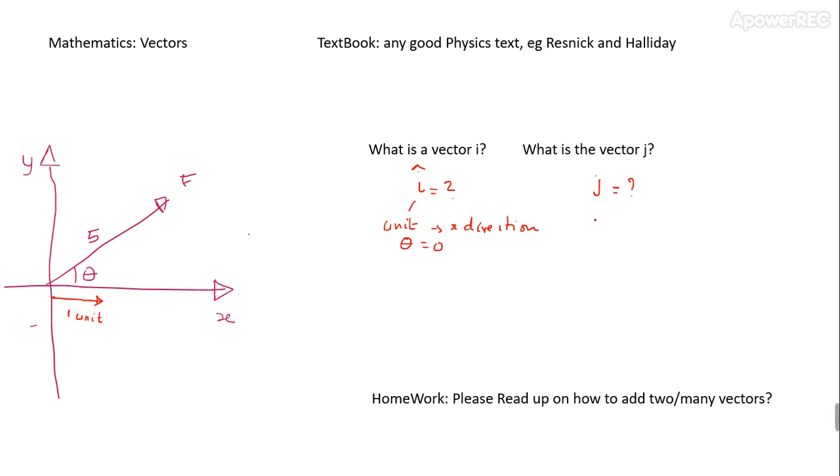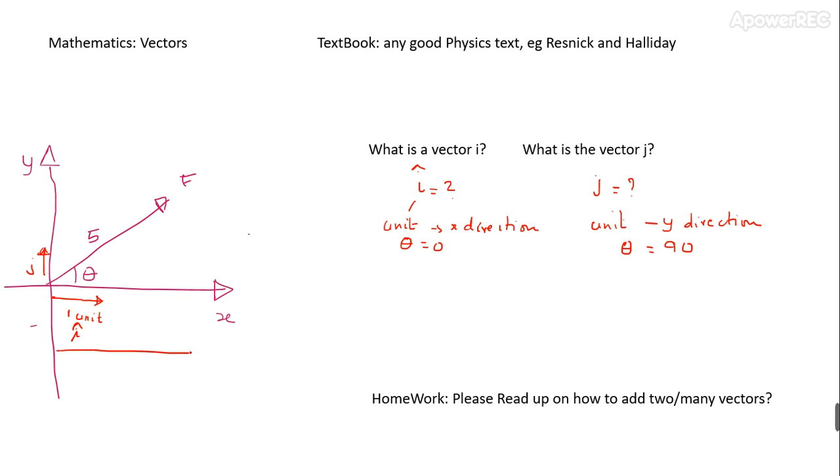Similarly, J is a unit length vector in the y direction, and in this case then theta is equal to 90. So this is your J and this is your I. Now I have a simple question for you.